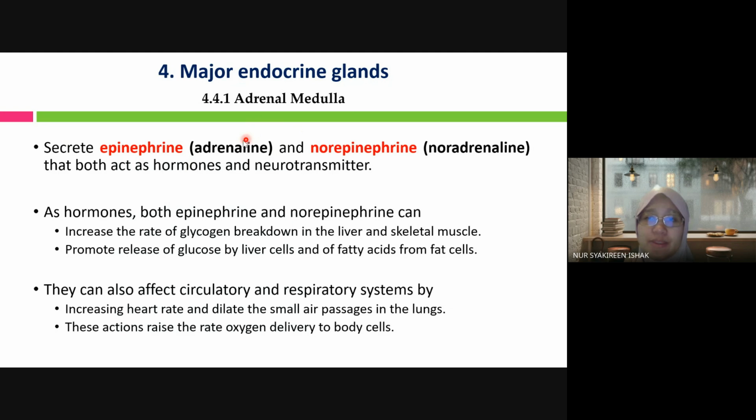So adrenal medulla first. Nampak dia guna perkataan secretes sahaja. Function of the medulla, it does not produce the hormone, but it is to secrete the hormones. Secrete hormone epinephrine, which is also known as adrenaline, and norepinephrine known as noradrenaline. Both act as hormone and neurotransmitter. So transmitter you dah belajar kan.